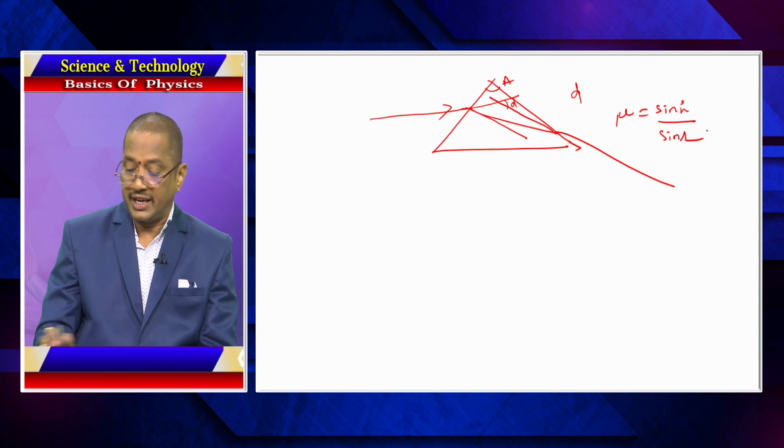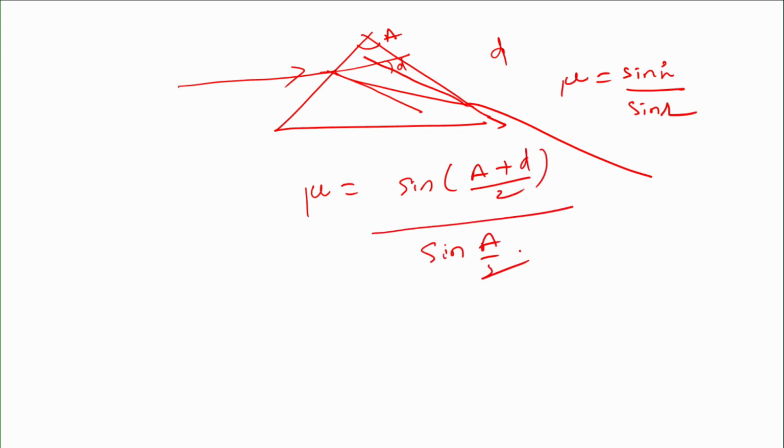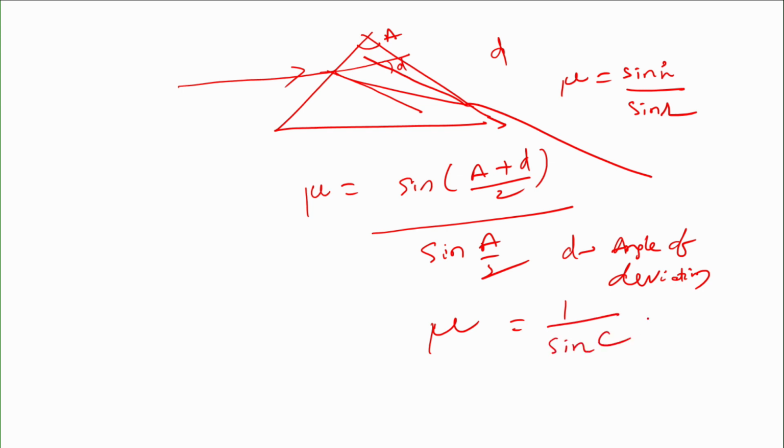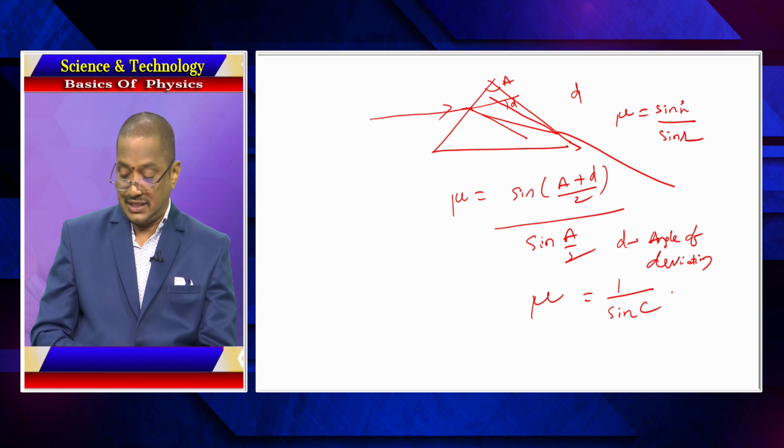Clear? Okay. So mu equal to sin i by sin r, and here you can say mu is equal to sin of (A plus D) by 2 divided by sin A by 2. Here A is the angle of prism and D is the angle of deviation. And sometimes mu is equal to 1 by sin C, where C is called the critical angle. This is also very important.